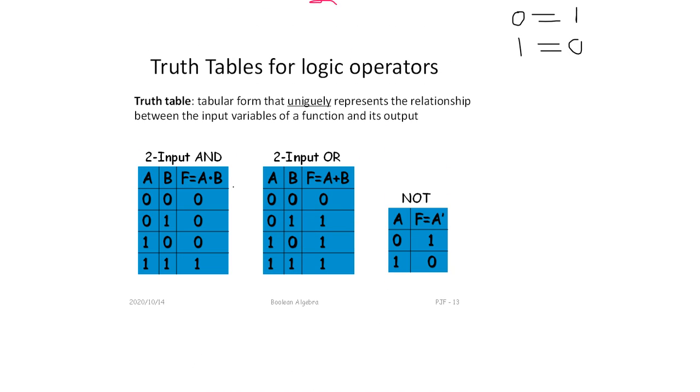Fine. This table is called a truth table. These are tables for logic operators like and, or, not. A truth table is a tabular form that represents the relationship between the input variables of a function and its output. Say here a and b represent the inputs, a and b are the inputs. f is the function which is obtained from the two variables a and b.